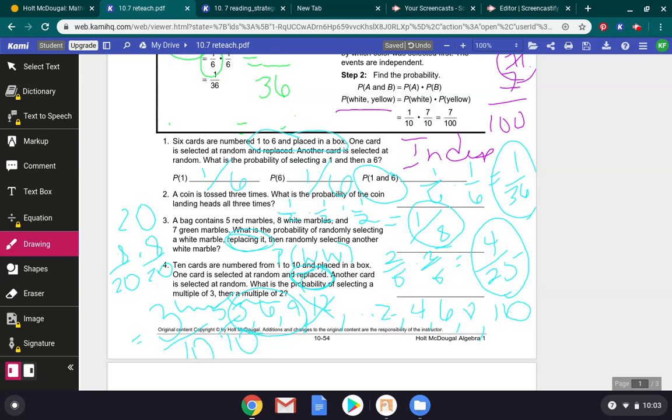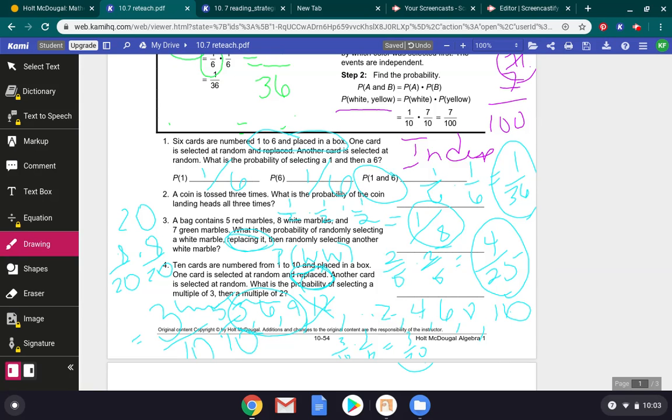So now when I multiply that together, I can reduce. For the second one, divide top and bottom by 5, that's 1/2. So it's really 3/10 times 1/2. That would be a 3 out of 20 chance of selecting a multiple of 3 and then a multiple of 2.